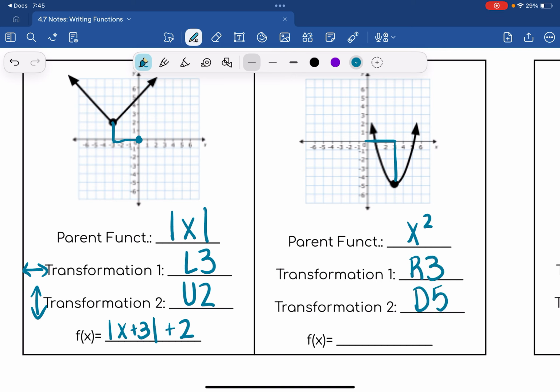You always want to pay attention to this middle point here. That's what we're counting, from here to here. Okay. So to go right 3, I need to subtract inside. So inside my function, I'm going to minus 3 inside. And then I will put my squared after. And then to go down 5, I will subtract 5 outside.